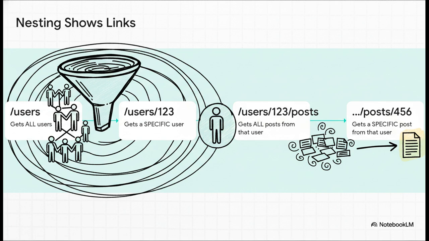You see, you start with all users. Then you can drill down to one specific user, 123. From there, you can ask for all of their posts. And finally, you can pinpoint post 456 that belongs only to that user. It creates this logical, human-readable hierarchy that just makes sense.